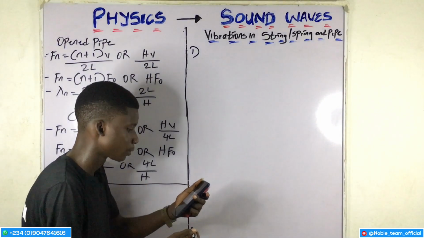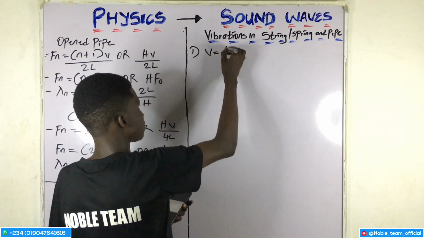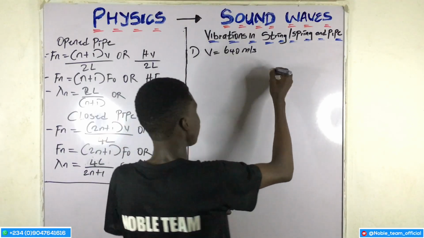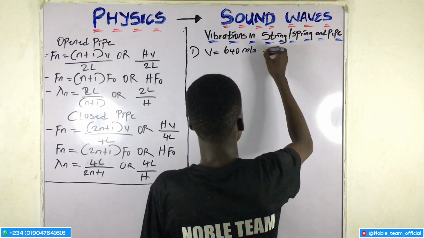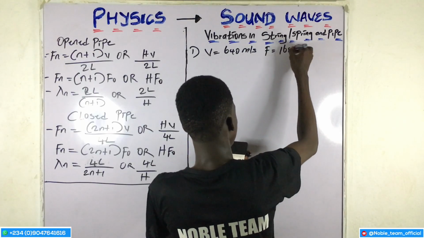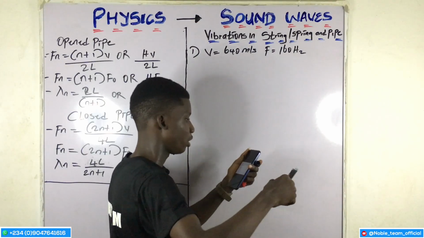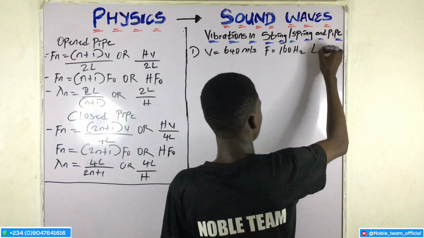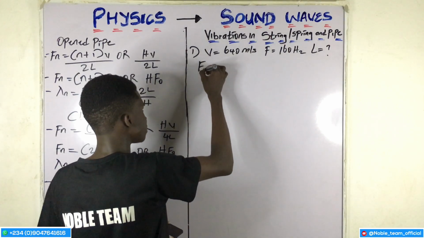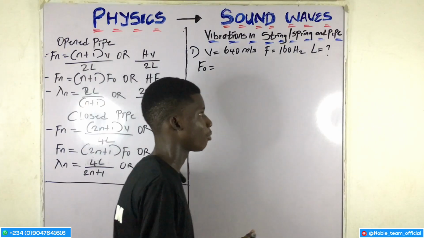Now the first one, we have that our velocity v is 640 meters per second. Our frequency is equal to 160 hertz. You can see that there is a difference between frequency and fundamental frequency. Then the length of the pipe, we are looking for it, unknown. Then they said fundamental frequency. You can use it to get your number of overtone and your harmonic.